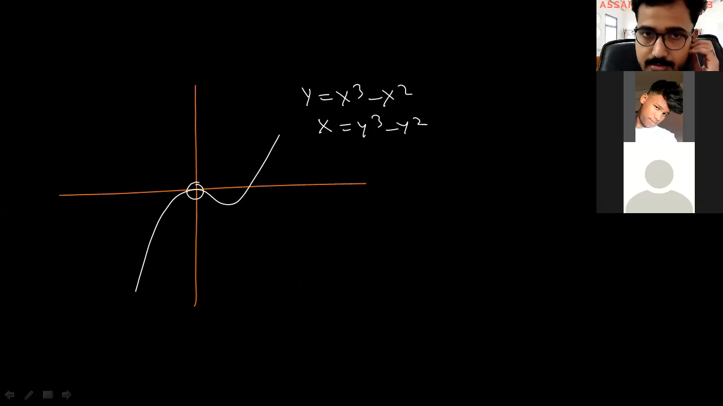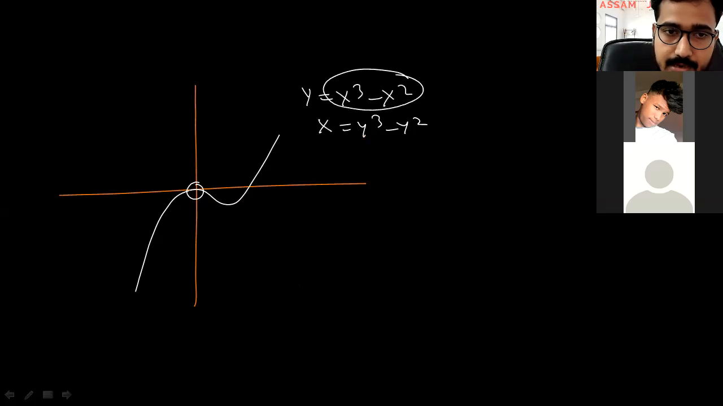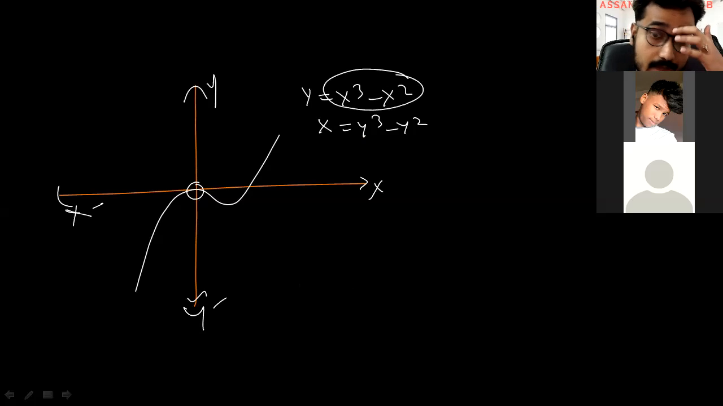Do you understand? So it will depend upon the variable. Don't make the mistake here. If the variable is x, you have to look at how many points the graph cuts the x-axis. This is the x-axis, this is the y-axis. But if the variable is y, then you have to look at how many points the graph cuts the y-axis. So this is very important.